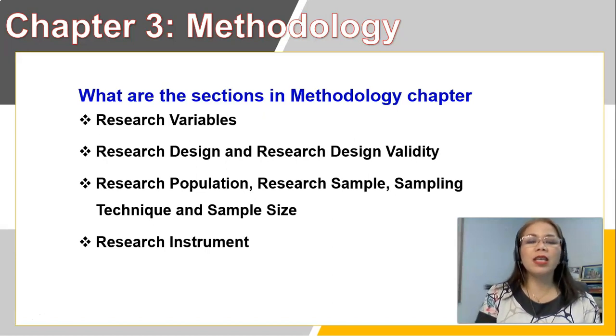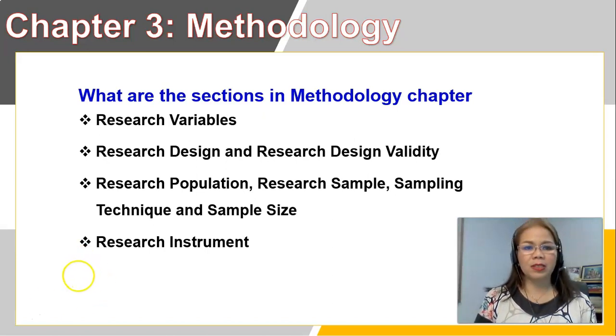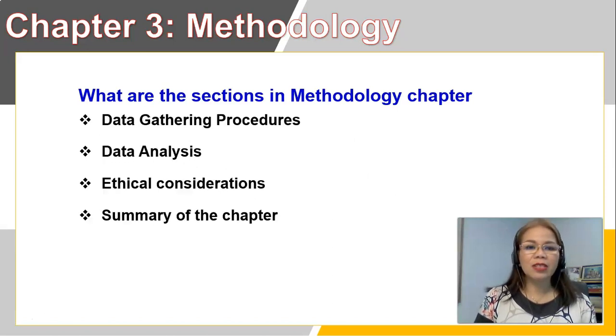The first one is the research variables. Next, research design and research design validity, research population, research sample, the sampling technique and the sample size, research instrument, data gathering procedures, data analysis, ethical considerations, and the summary of the chapter. Later on, I will be discussing each of them one by one.